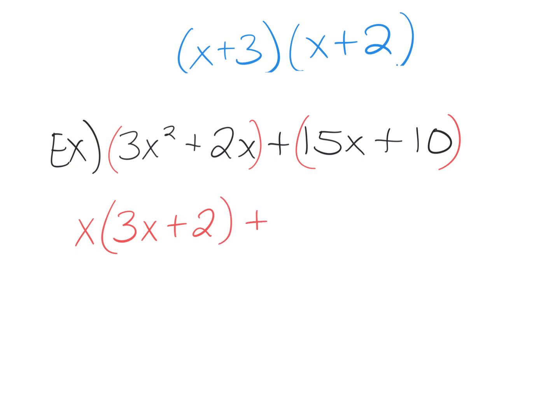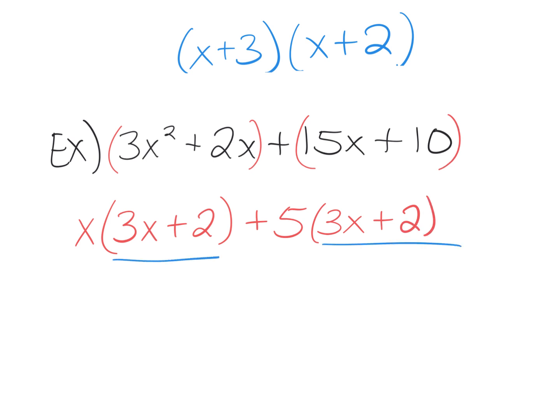What can I take out of the second group? 5. 15 divided by 5? 3. I'm going to back up a little bit. Can I take an x out? No, because 10 doesn't have the x, right? So I heard 15 divided by 5 is 3. What about this x? Keep it. And then 10 divided by 5? Plus 2.